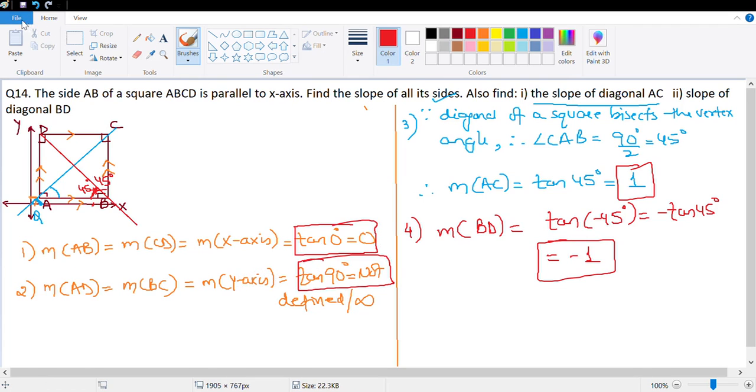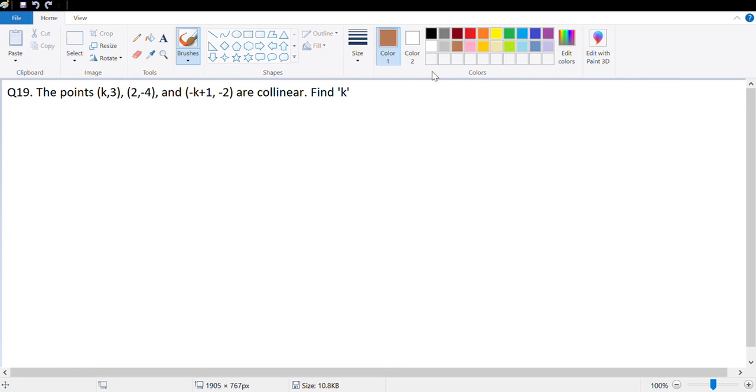But that brings me to the last homework question that we had, which is question number 19. It says the points (k, 3), (2, -4) and (-k+1, -2) are collinear, which means they lie along a straight line, right? So let's say this is point A, this is point B, and this is point C. This is (k, 3), this is (2, -4), and this is (-k+1, -2). They lie on a straight line.